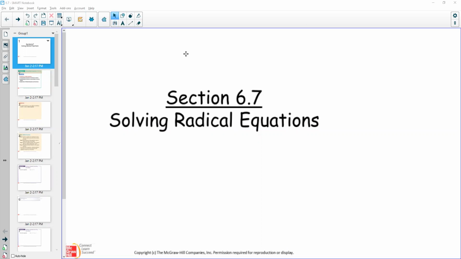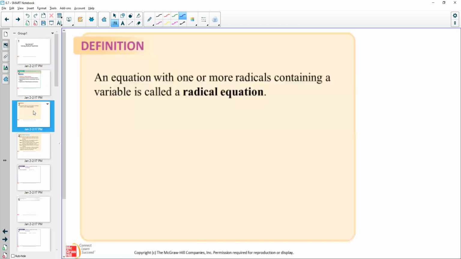Okay, this is 6.7. This is solving radical equations. I am going to give you fair warning here. This section gets a little complex. You just have to go step by step by step, just like solving equations is. So be patient. If you need to rewatch things, do that, okay?